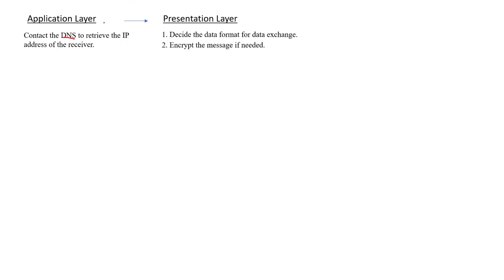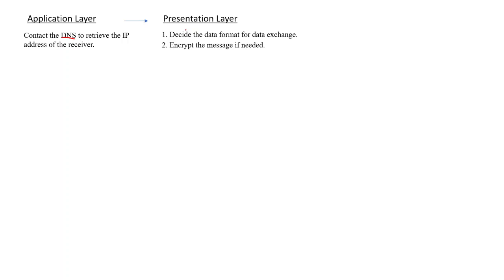Now, if you are using the OSI model, after fetching the IP, the message will be forwarded to the presentation layer. But if you are using the TCP/IP system, it is still in the application layer. The presentation layer does not exist separately, but of course these functions do exist.